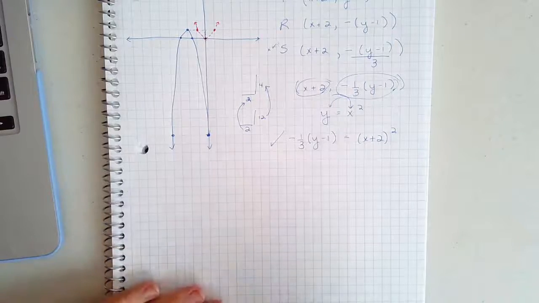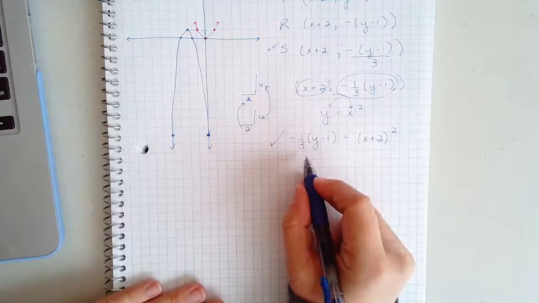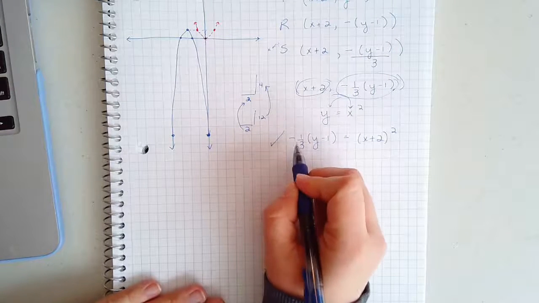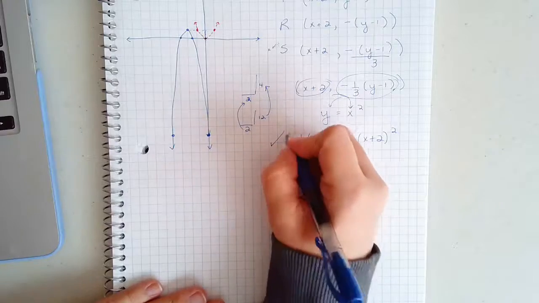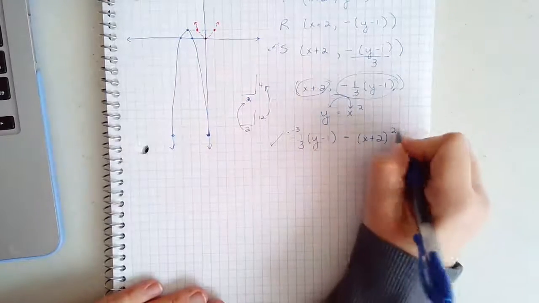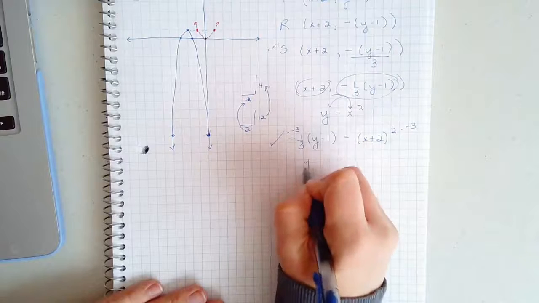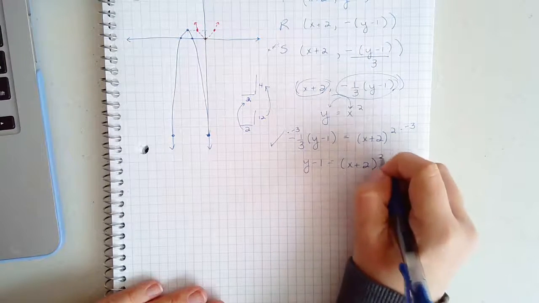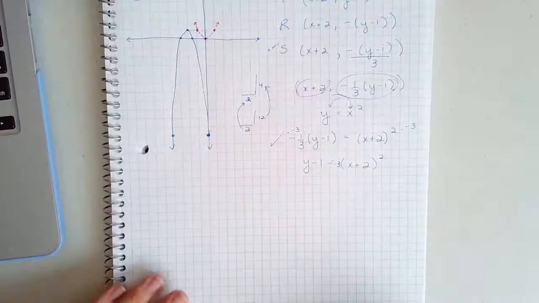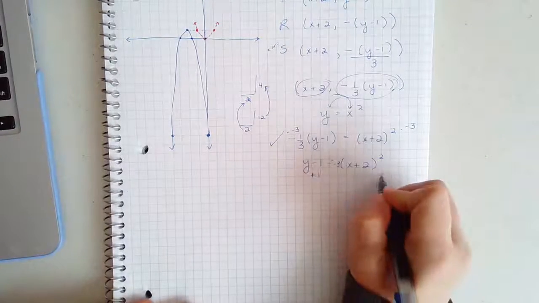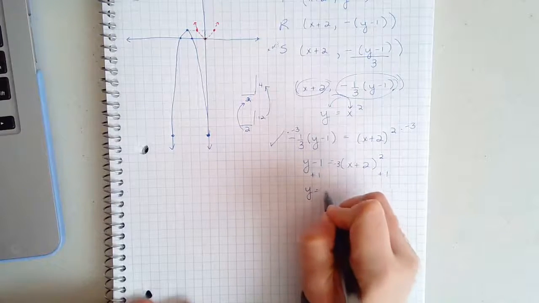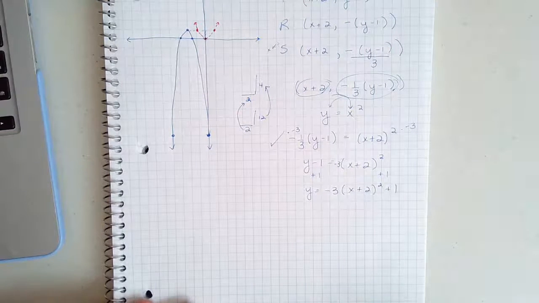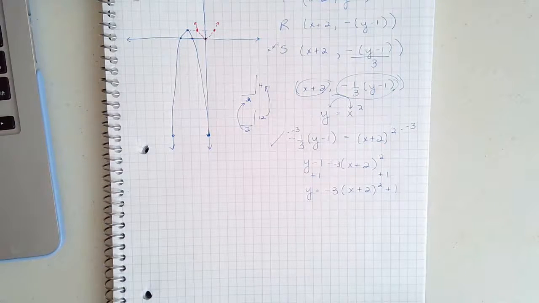To get rid of this negative 1/3, I'm going to multiply both sides by negative 3. And then I get y minus 1 equals x plus 2 squared times negative 3. That's ugly. And then I'm going to add 1 to both sides. And I get y equals negative 3 times x plus 2 squared plus 1. Which, if we then graph that on Desmos, it's exactly what we need. Okay? I hope that helped.